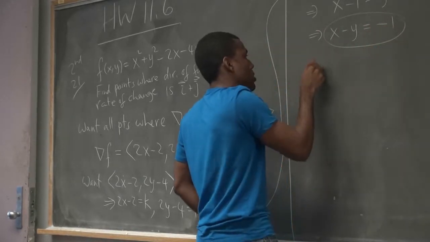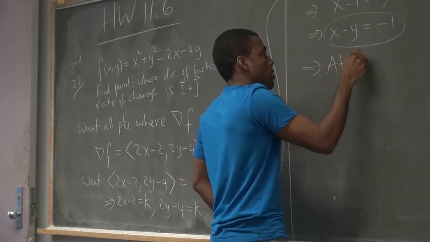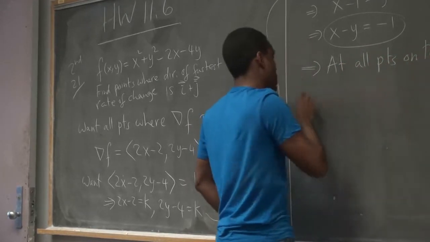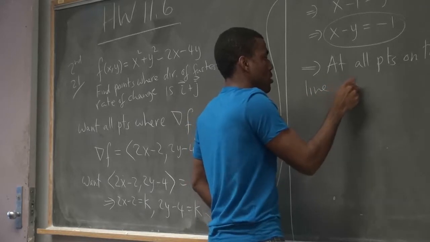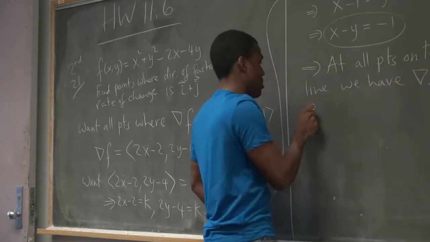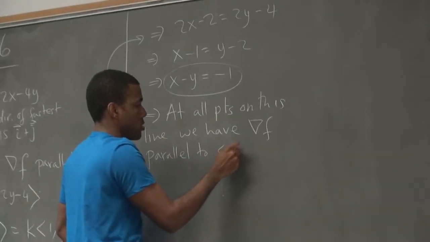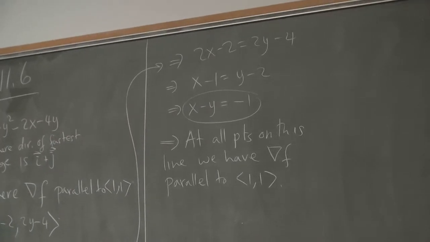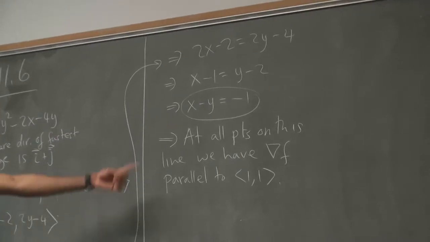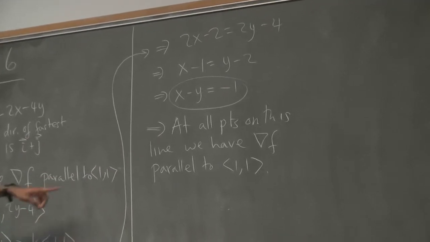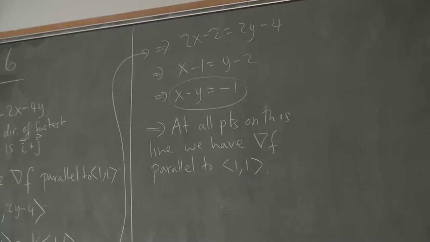So all points on this line have this parallel. Okay, that's it. We put this constraint in effect, and as a result, we got a line. So it means that at every point on that line, the maximum rate of change will be in a direction parallel to this one.